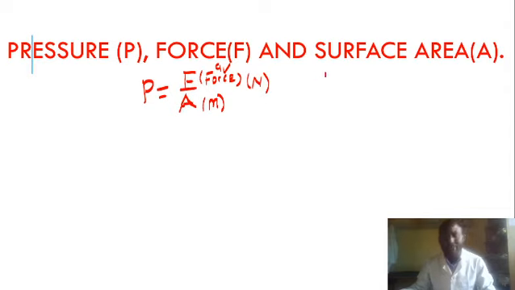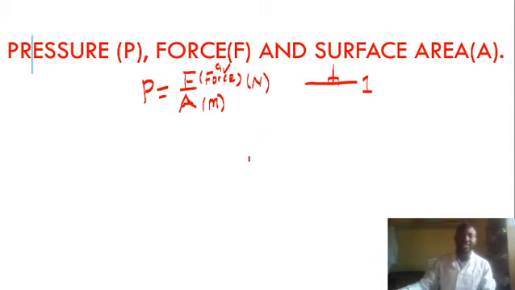When we say normally, if I have two lines, call this line 1. If I have another line that is cutting line 1 at 90 degrees, then we say that this is a normal line. So this line is normal to line 1. Therefore, for pressure, the force must act at 90 degrees to the unit surface area.